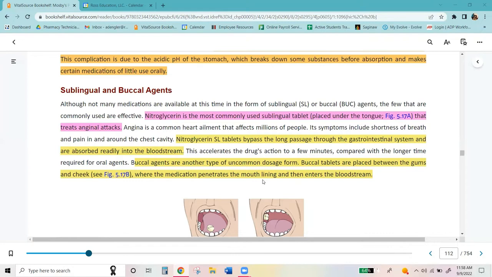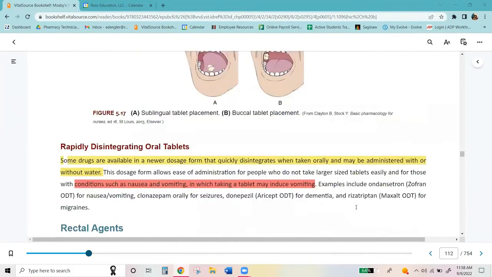Buccal agents are another type of uncommon dosage form. They are placed between the gums and cheek, which we've already kind of talked about previously in the chapter, where the medication penetrates the mouth lining and then enters the bloodstream.